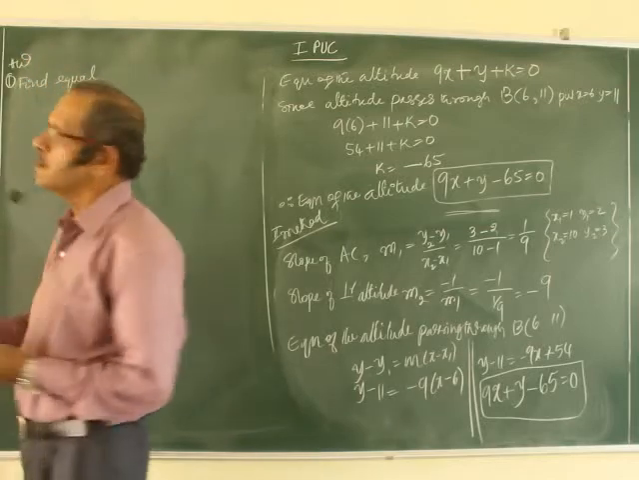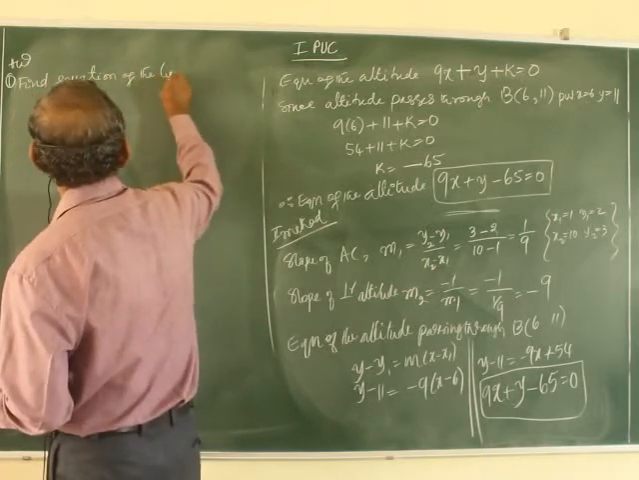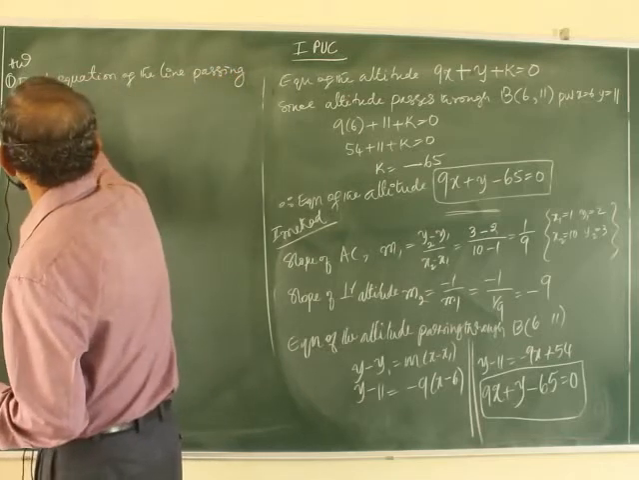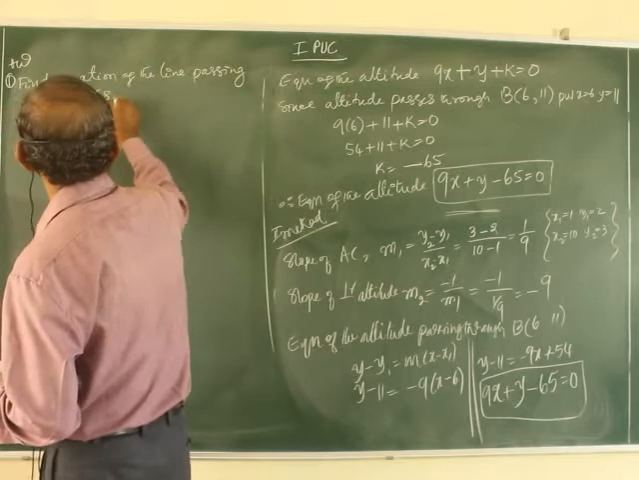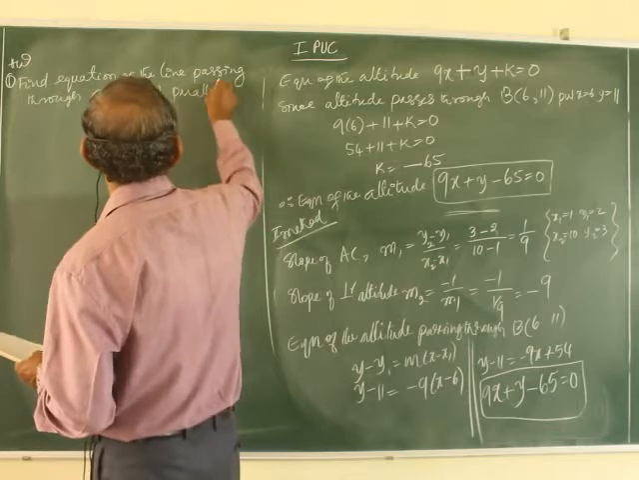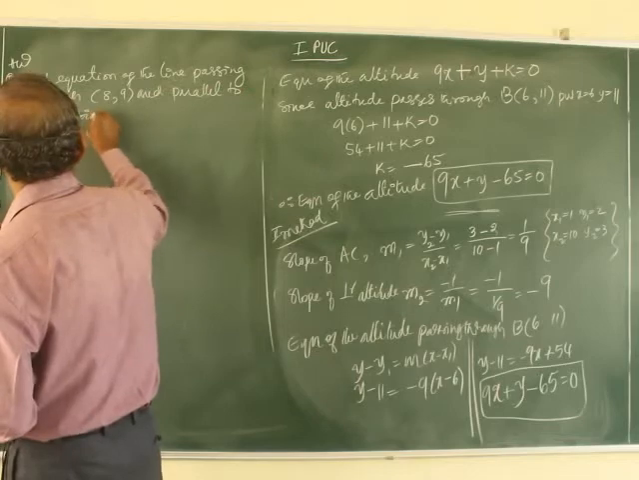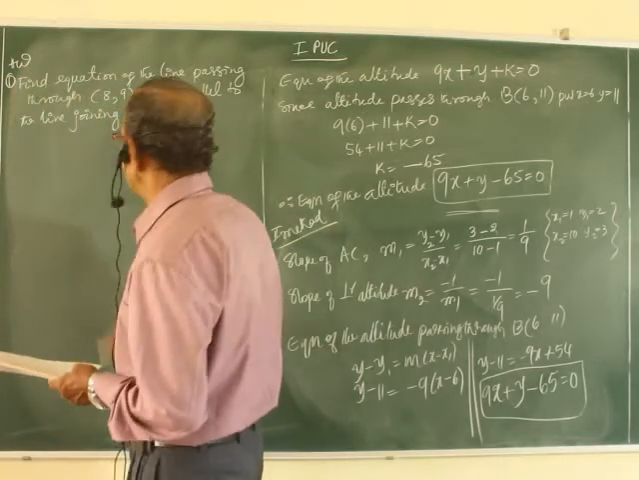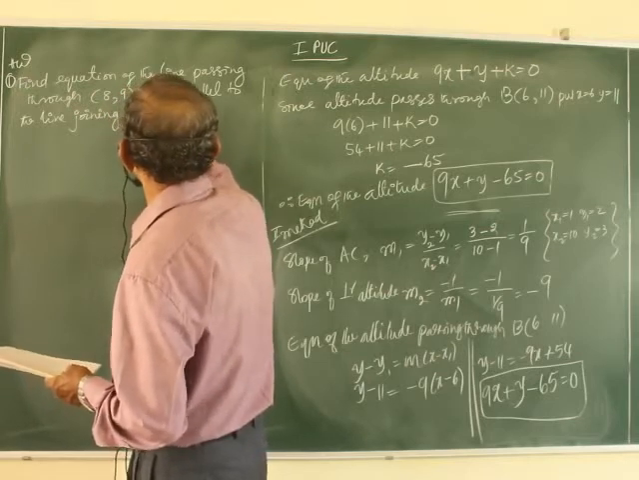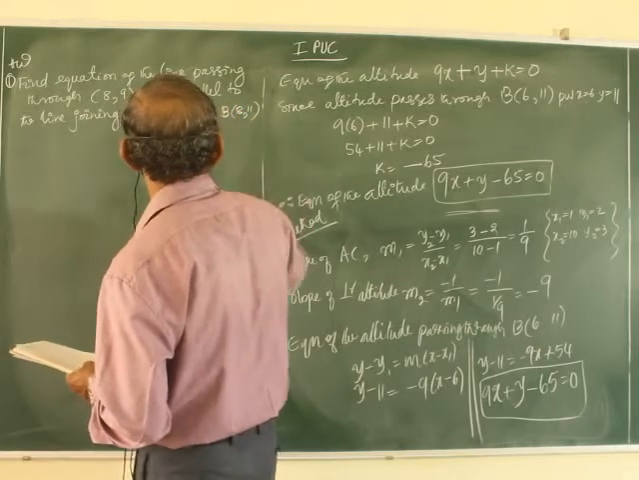It is homework. Find the equation of the line passing through (8, 9) and parallel to the line joining the points A (1, 1) and B (8, 11).